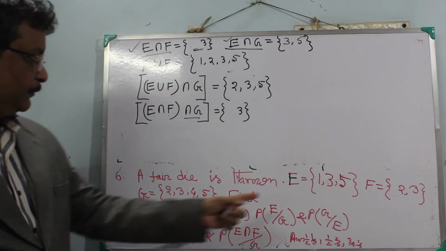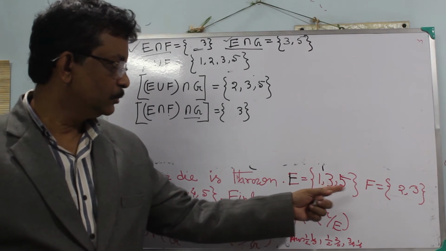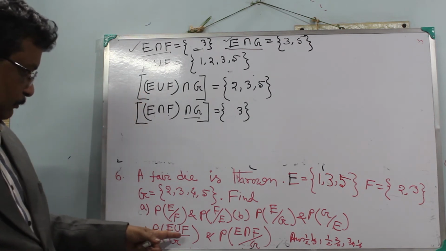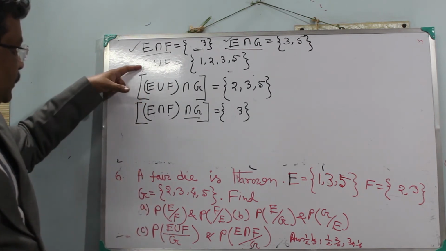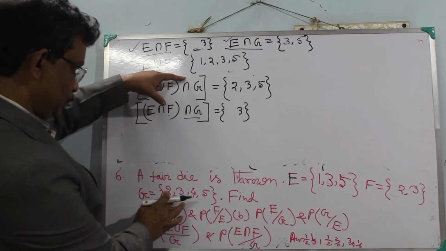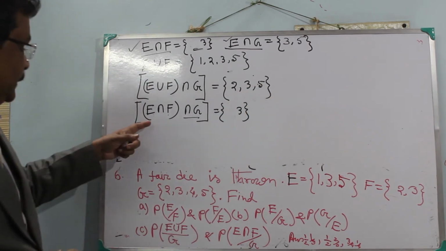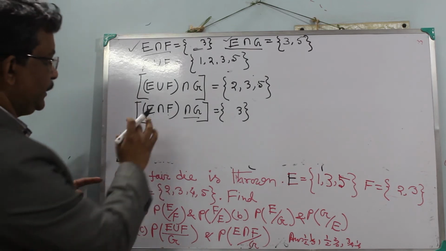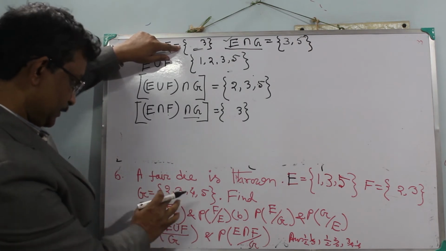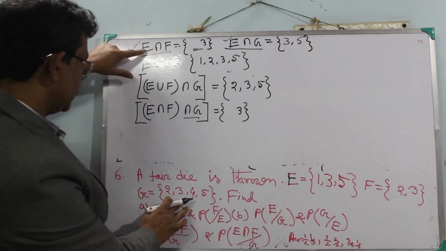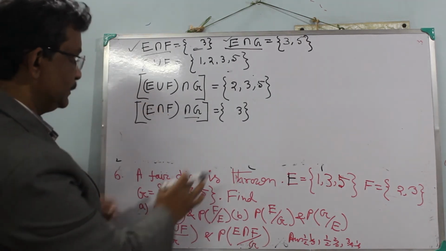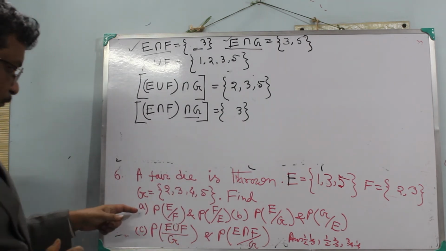Then E union F is 1, 2, 3, 5. Now (E union F) intersection G: E union F is this and G is this, so its intersection is 2, 3, 5. E intersection F is 3, and E intersection F intersection G is 3. Now we calculate the probabilities one after another.